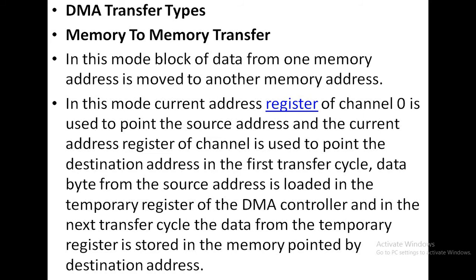Next is, what are the transfer types? How can we transfer the data from one device to another device inside our computer system by using the DMA? They are given here, termed as the DMA transfer types. First is memory to memory transfer. In this mode, a block of data from one memory address is moved to another memory address.